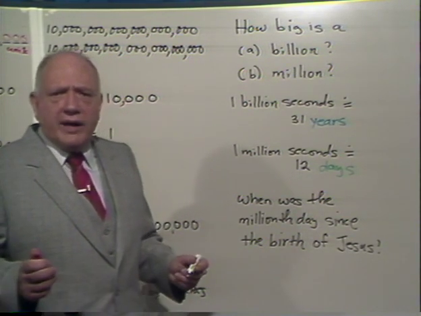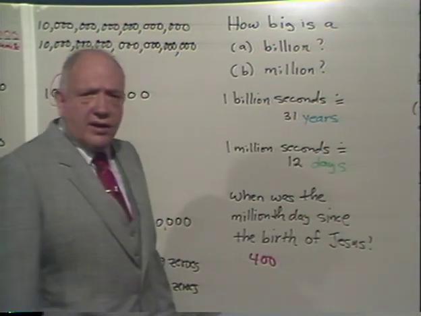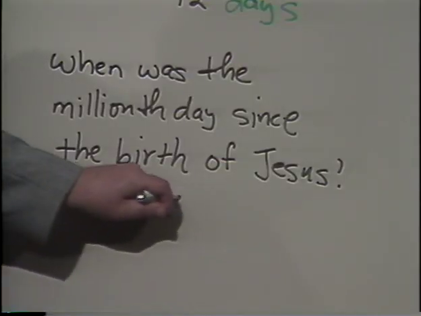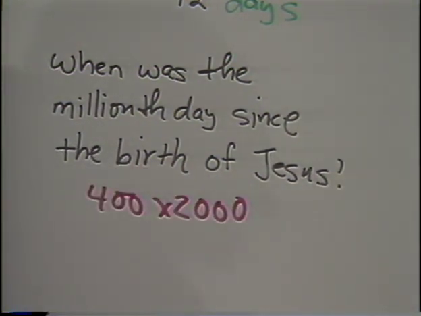Look, let me give you a quick estimate. Suppose there were 400 days in a year instead of 365. And suppose this was the year 2000 instead of the year 1985.